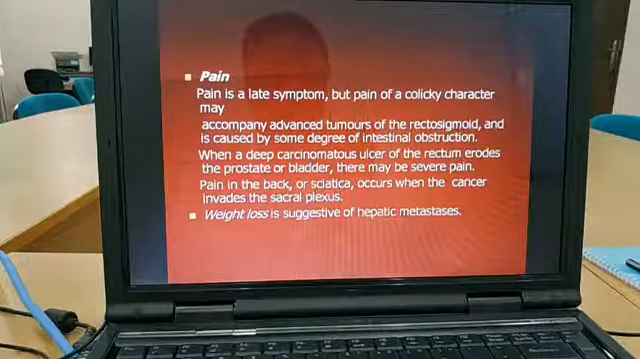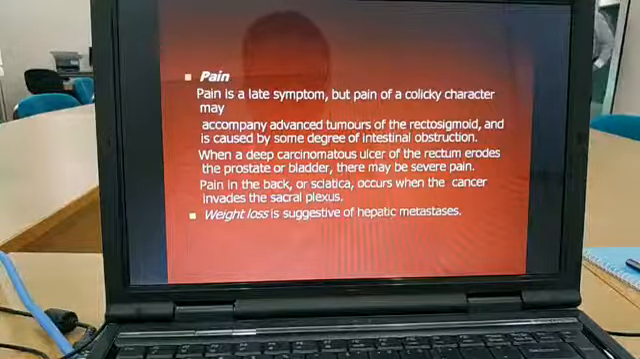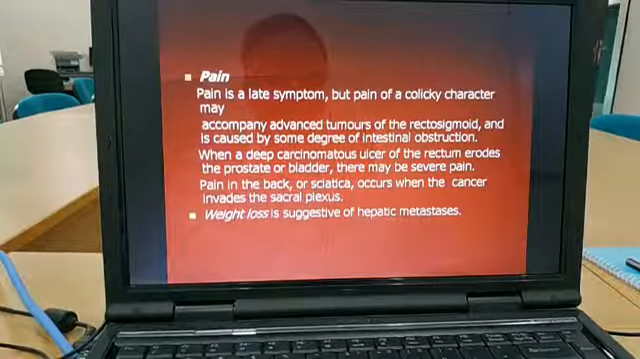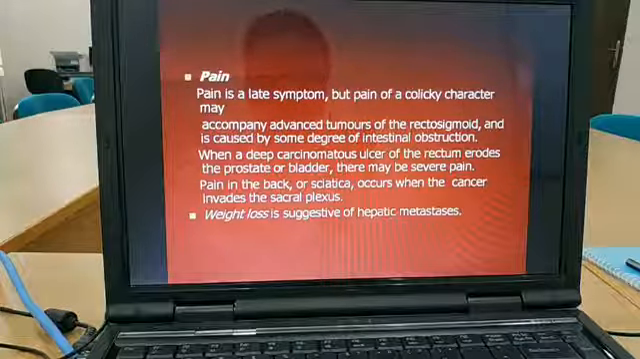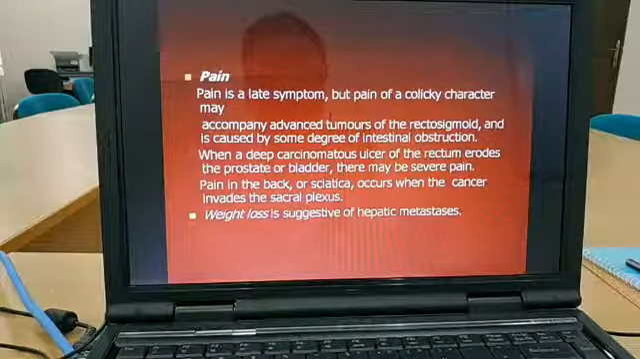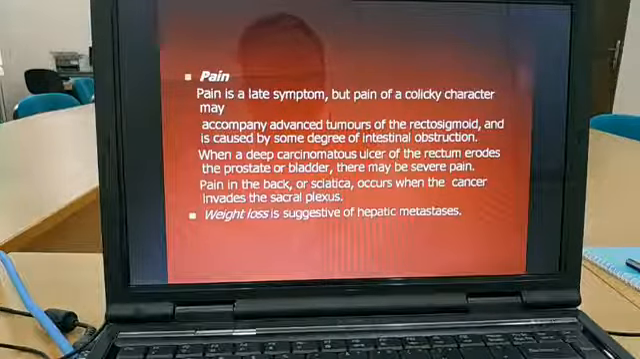So actually there are two types of pain. One is colicky pain that will occur in the annular or tubular variety, and if the patient has a constant, severe type of pain, it indicates involvement of the sacral plexus posteriorly.